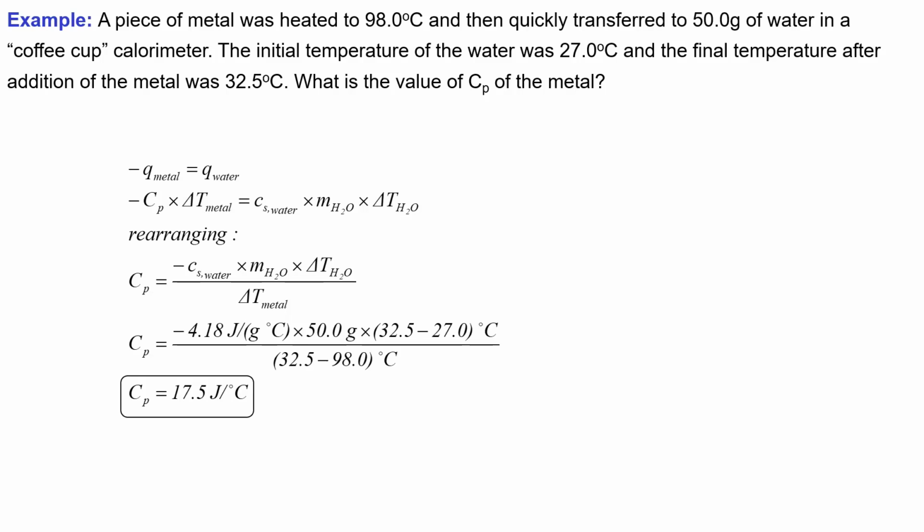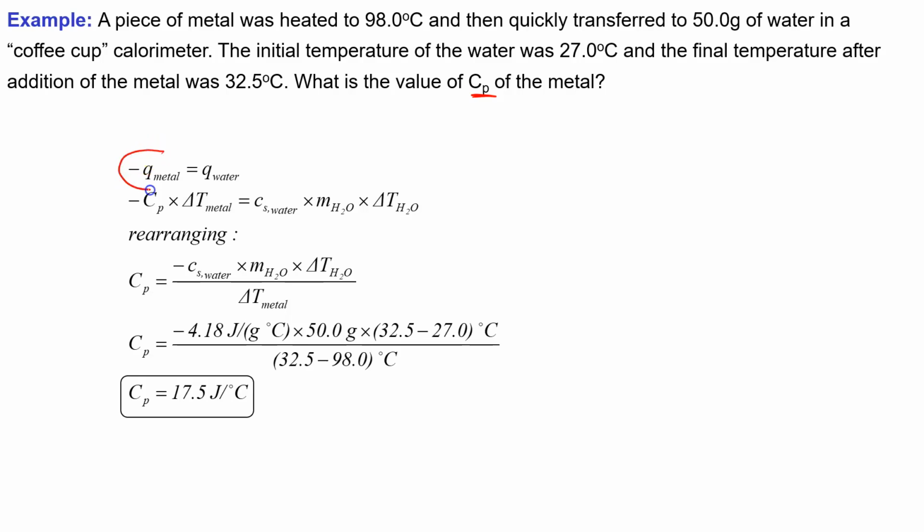Okay, so here's another example. It says a piece of metal was heated to 98 degrees Celsius, so just below the boiling point of water, and then quickly transferred to 50 grams of water in a coffee cup calorimeter. The initial temperature of the water was 27 degrees Celsius, and the final temperature after the addition of the metal was 32.5 degrees Celsius. So it went up by 5.5 degrees Celsius. What is the heat capacity of the metal? And note here, they're not asking for the specific heat, that is, they're not asking for it in terms of per gram, but rather just for the whole chunk of metal.